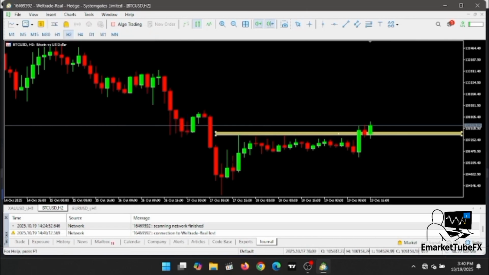So we have another candle. We have our resistance at the top, then we have our support at the bottom. So this is what I'm talking about. This is the resistance, as you can see at the top here, and this is our support, as you can see down here.